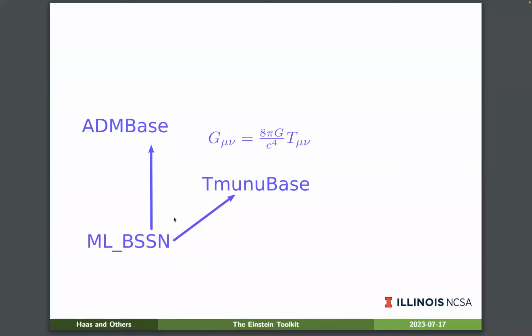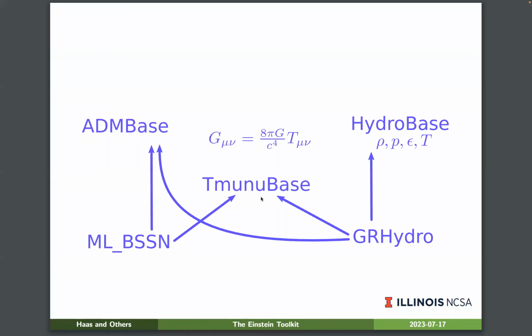For example, the McLaughlin code, MLBSSN, is a code that can evolve space-time and then report back its results in the ADM-base variables for anybody else who wants to use them. And it will use the TMU-base data to get informed about matter. It doesn't care what the matter is, whether it's hydrodynamics, scalar fields, whatnot. It really only cares about TMU base. So the minimal coupling that you have in science is present here in the computer science.